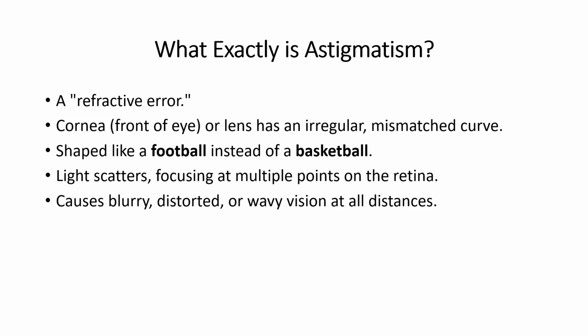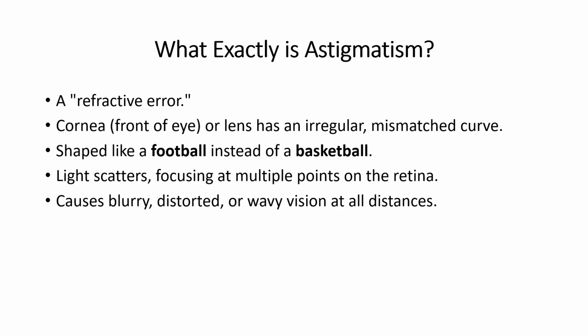Let's start with the basics. What is astigmatism? Think of it as a refractive error. This means your eye isn't perfectly shaped to bend light correctly. Imagine a perfectly sighted eye as having a cornea, that's the clear front surface of your eye, shaped like a perfectly round basketball. When light enters a perfectly round eye, it bends uniformly and focuses precisely at one spot on your retina, giving you a sharp image.